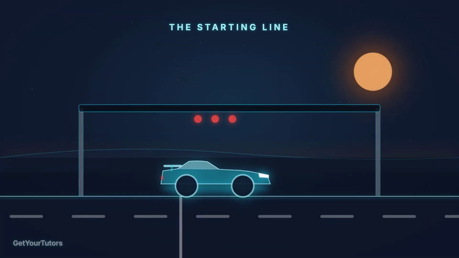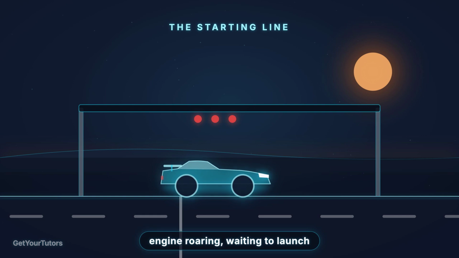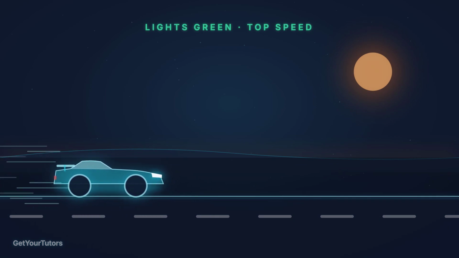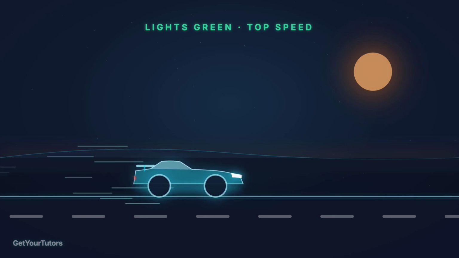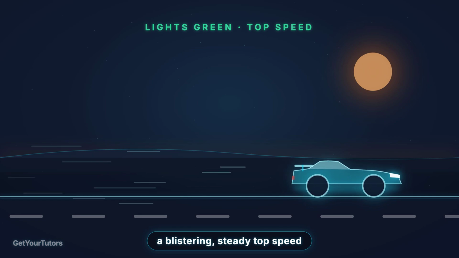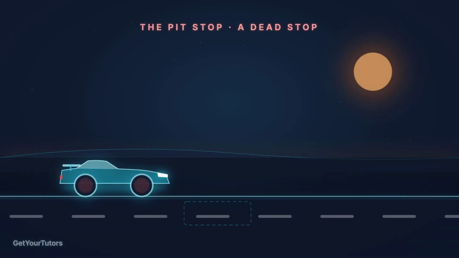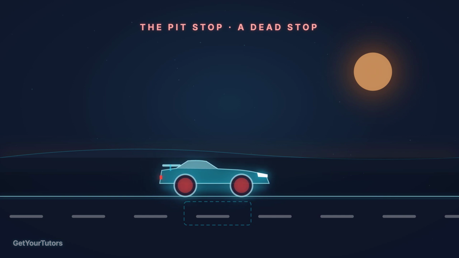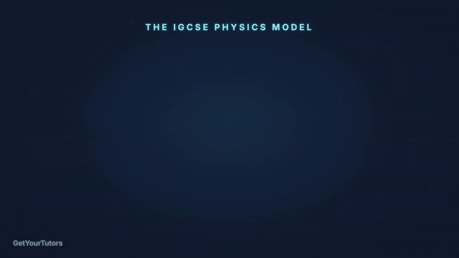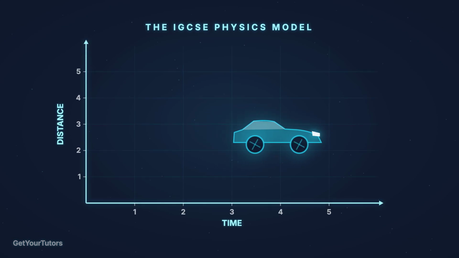Imagine a sleek, aerodynamic red hypercar sitting at the starting line of a massive straight desert highway. The engine roars, waiting to launch. The lights go green. The hypercar violently launches forward, pinning the driver to the seat, reaching a terrifying steady top speed in mere seconds. Suddenly, the driver hits the brakes, bringing the vehicle to a dead, frozen stop for a tire change before violently blasting off again. How do we mathematically capture that chaotic energy?